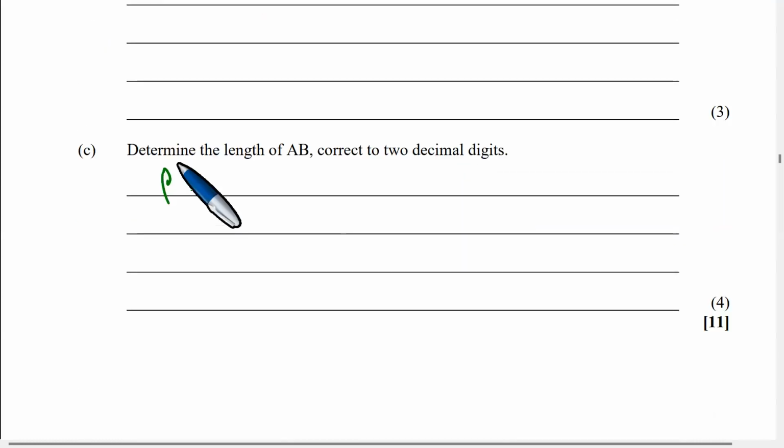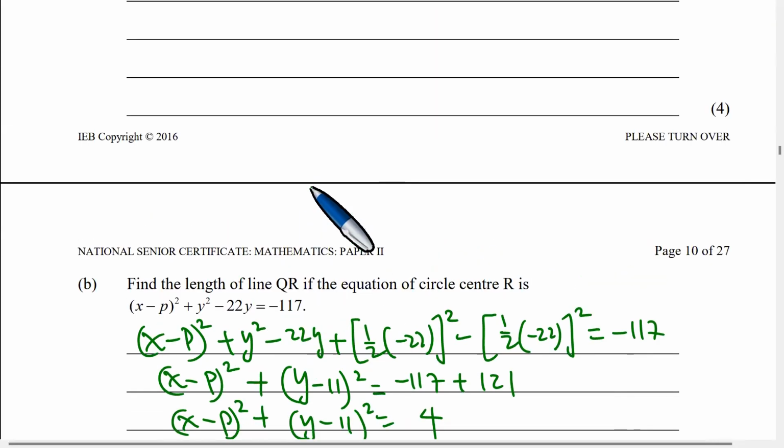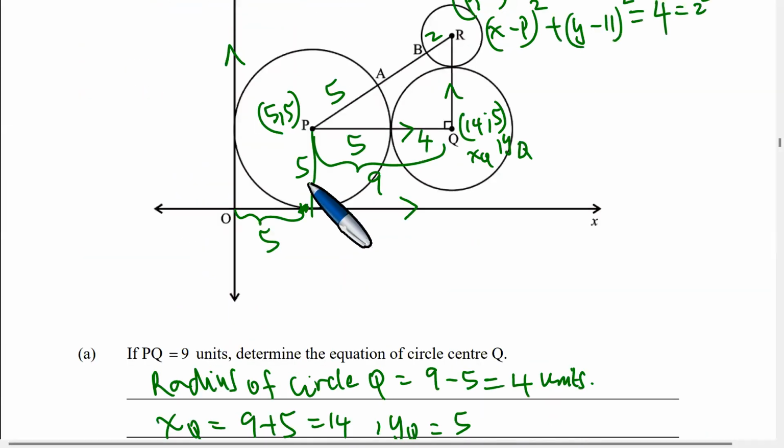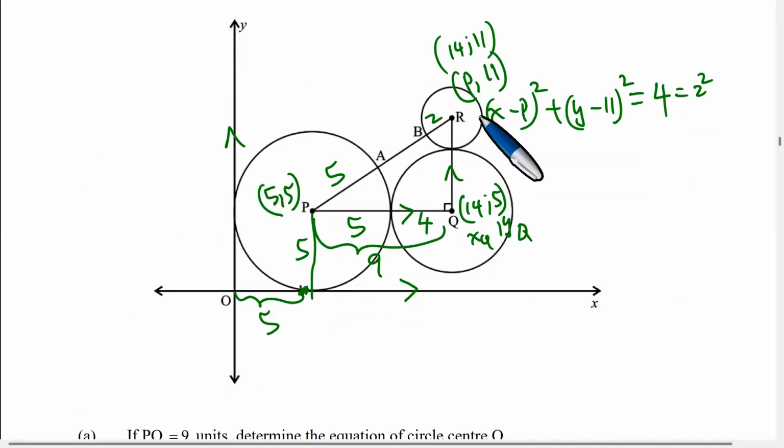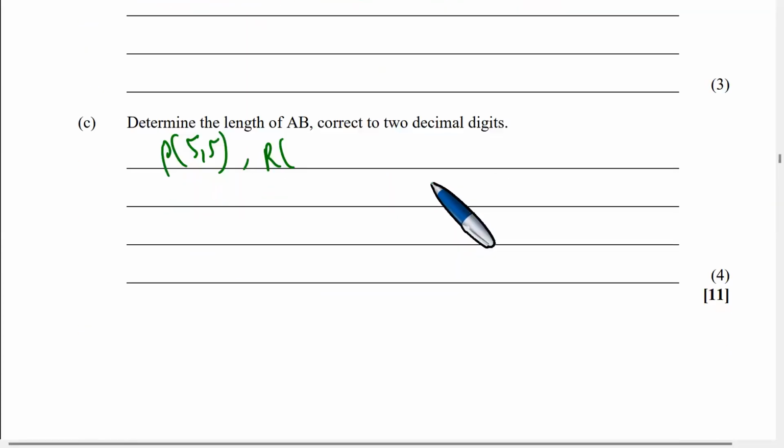Right, so P has coordinates 5 and 5, and obviously R has the coordinates 14 and 11. So we have these 14 and 11. This is P and that is R. So what is PR?